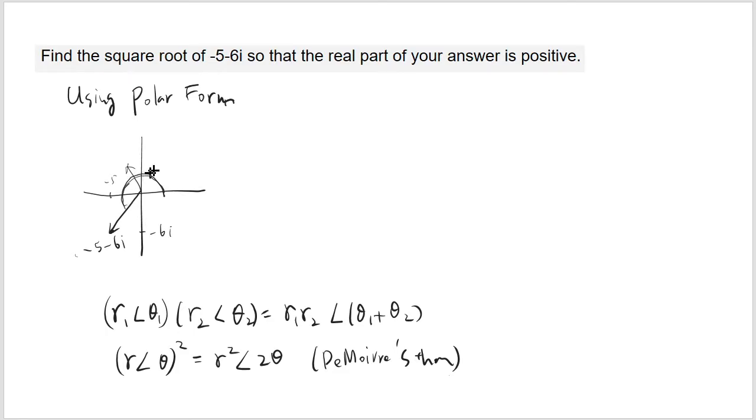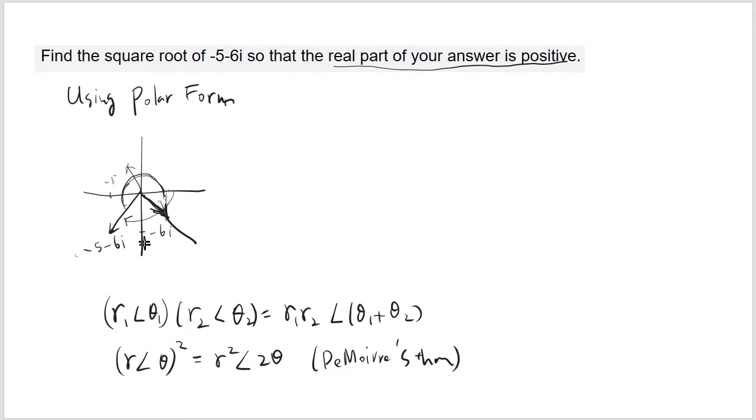But this is not what we want, because we want the real part of the answer to be positive. Therefore, what we need to do is to get another one, and actually there's another. If you think about this angle not as a positive angle but as a negative angle, then the square root of this would give you something in here. I don't know exactly what the magnitude is, but whatever that number is, it's going to have the real part positive, right?